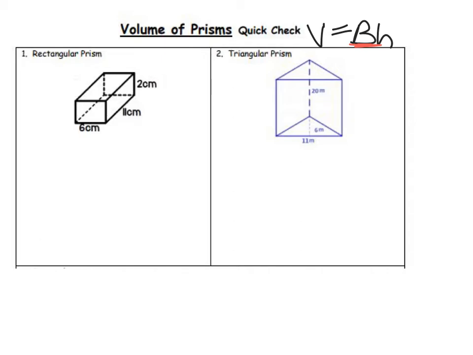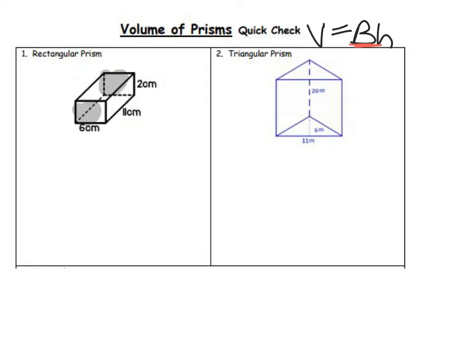So we're going to find the volume of it. Now, we have to identify the bases. So what do you think the bases are? Is it the small rectangles or is it the long rectangles? Small. Okay, so we're going to go ahead and go with the small one.